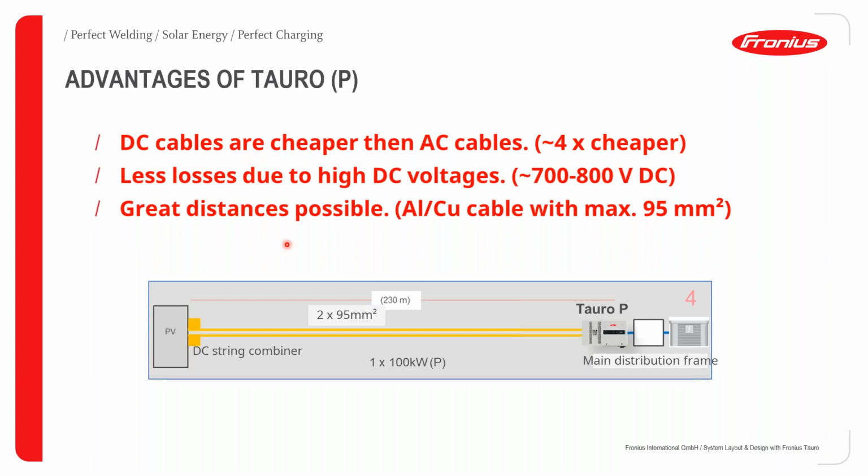There's also a greater distance possible with the P version Tauro. And again, we can take aluminium or copper cable cross sections with a maximum of 95 millimeters squared.